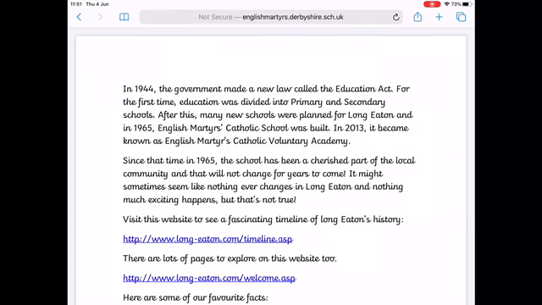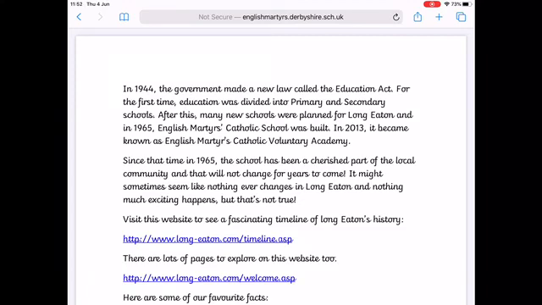And you might hear me scribbling furiously. So for the first time, schools were divided into primary and secondary schools. And a few years later, many schools were planned for Long Eaton, and ta-da! English Martyrs was built in 1965. So that is the start of my timeline. English Martyrs was built. There's another interesting date. In 2013, it became English Martyrs Catholic Voluntary Academy.